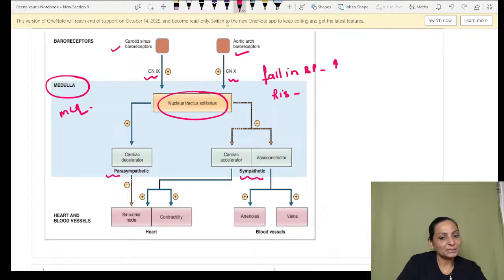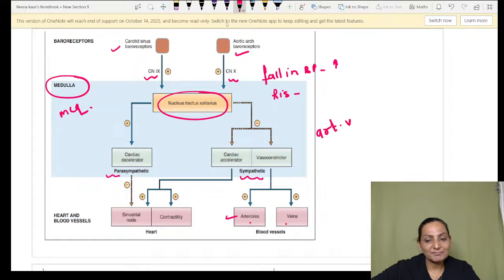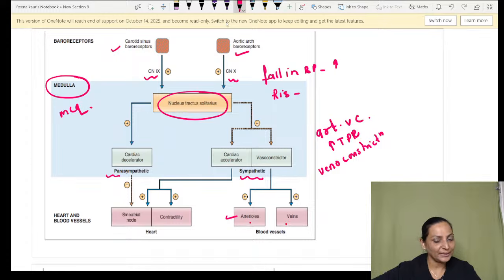So when the sympathetics are stimulated, for example when there is a fall in blood pressure, they act on the arterioles to bring about arteriolar vasoconstriction and venoconstriction. Whenever there is arteriolar vasoconstriction, there is an increase in the total peripheral resistance, contributing to an increase in the diastolic blood pressure. When there is venoconstriction, there is an increase in the venous return to the heart. So increase in heart rate, increase in cardiac output, increase in systolic blood pressure.